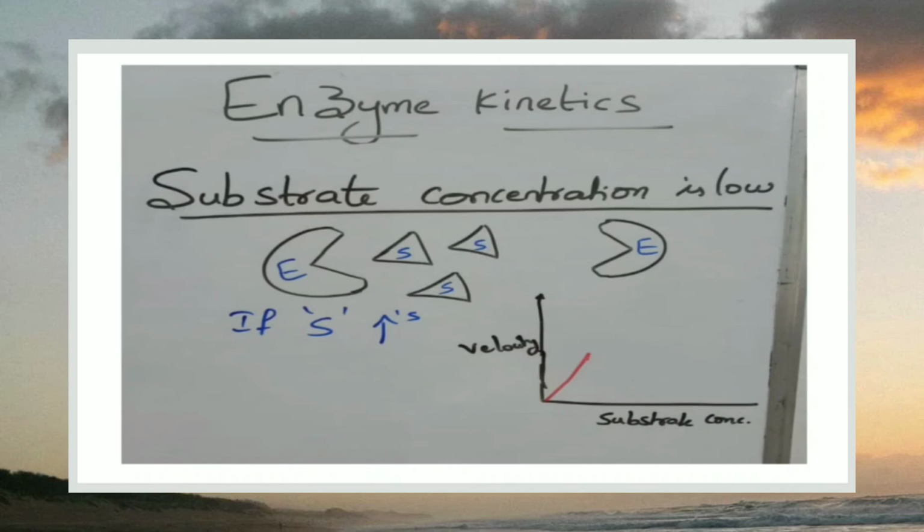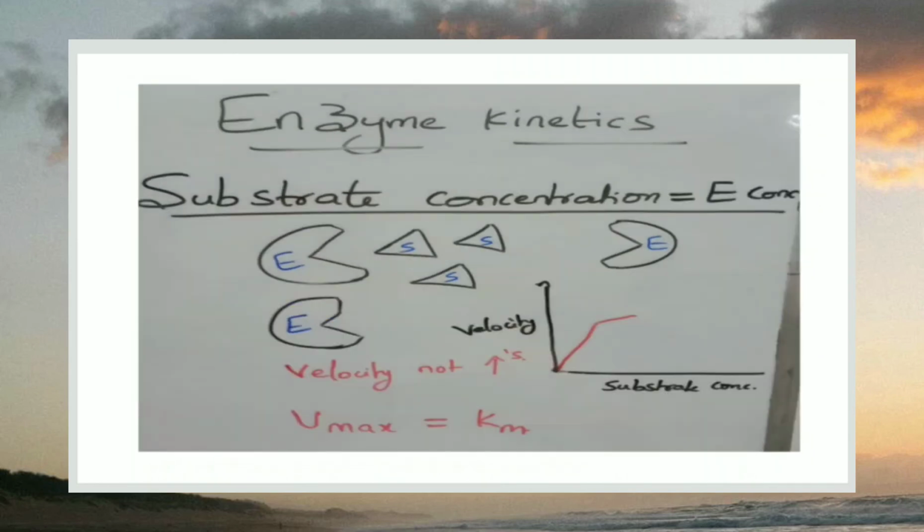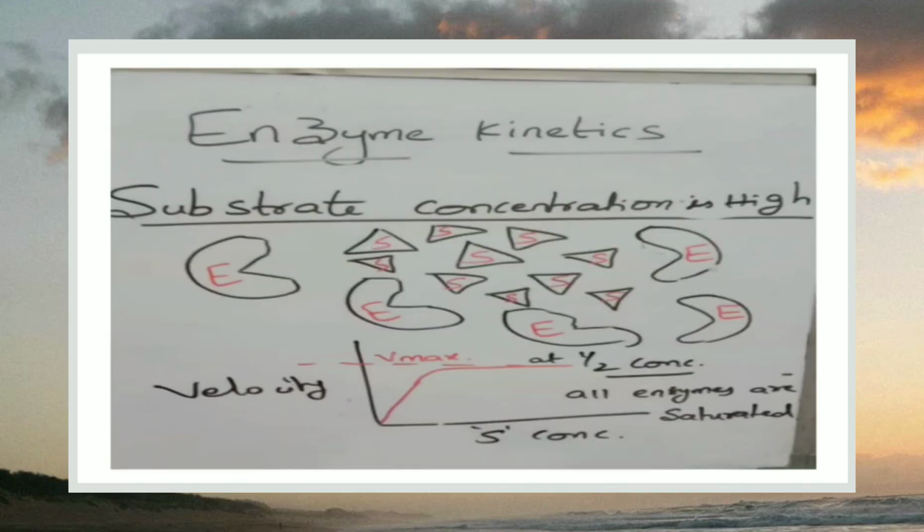So if the substrate concentration is normal, that is medium, which is equal to the enzyme, what happens is the enzymes and substrates will bind together, so no enzymes or substrates will be left, and all the enzymes will be saturated. Velocity will increase, but not in a linear way. Okay, we will get a non-linear curve.